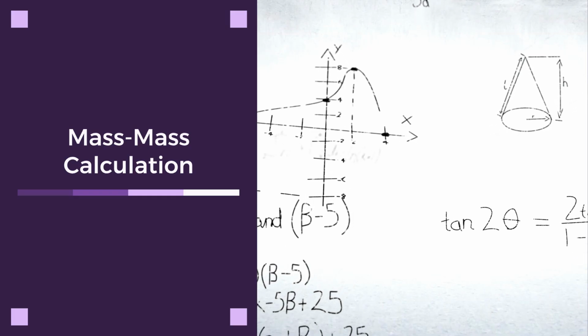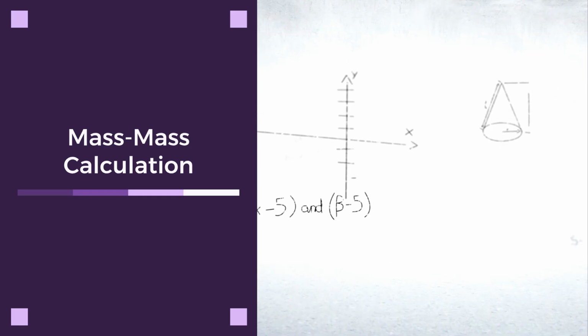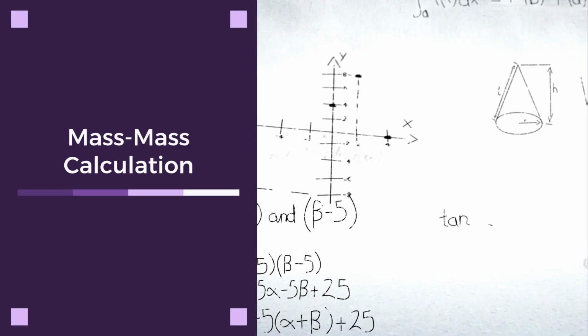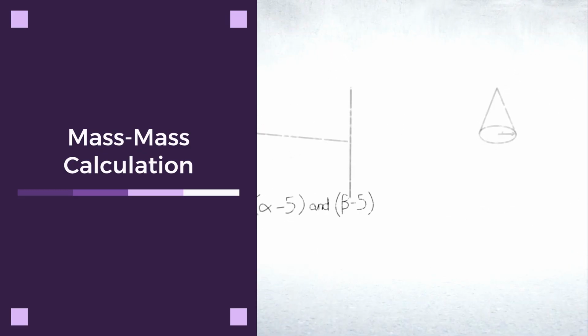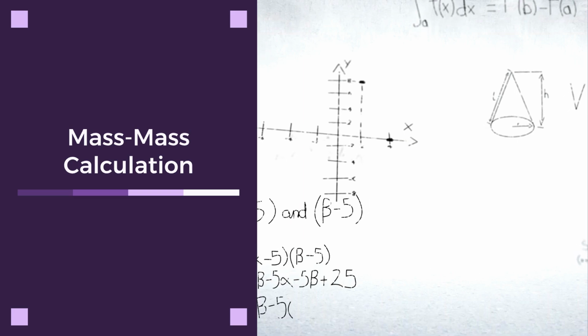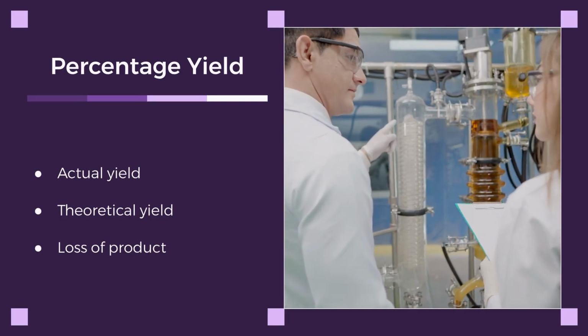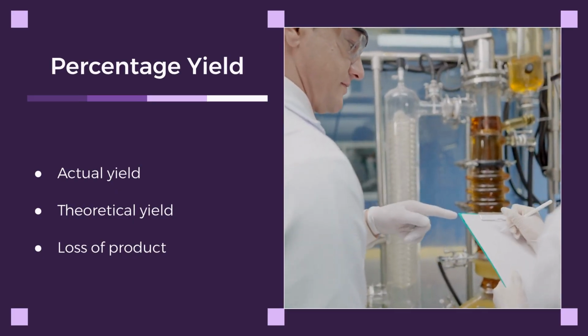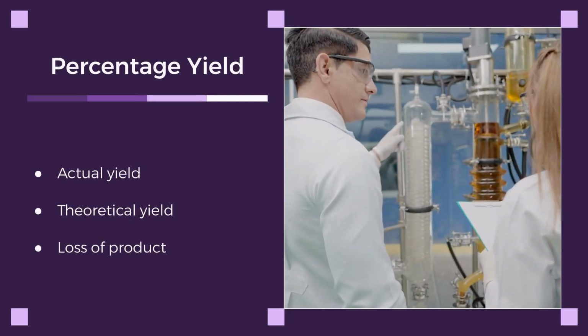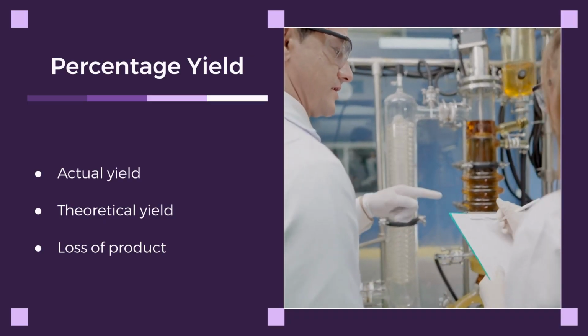First, convert the given mass to moles. Second, use the mole ratio from the balanced equation to find the moles of the substance of interest. Third, convert those moles back to mass. Percentage yield tells us the efficiency of a reaction. It's calculated by dividing the actual yield, what you got in the experiment, by the theoretical yield, multiplied by 100.